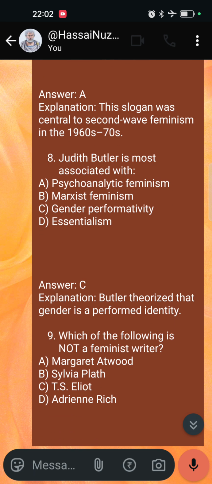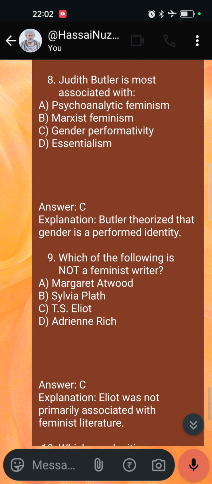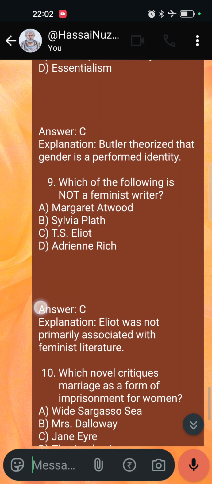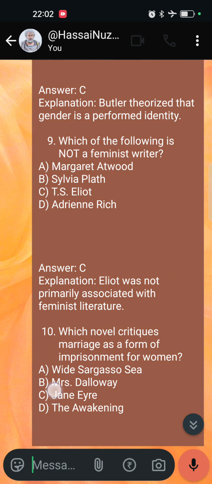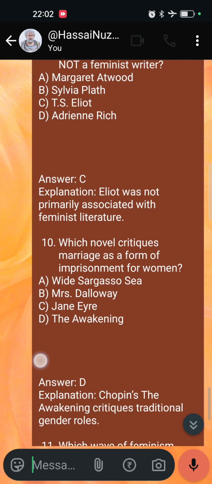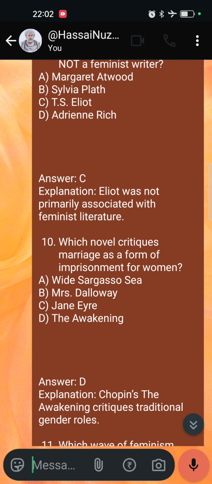Ninth question. Which of the following is not a feminist writer? Answer C. T.S. Eliot. Eliot was not primarily associated with feminist literature. 10th question. Which novel critiques marriage as a form of imprisonment for women? Answer is D. The Awakening. Chopin's The Awakening critiques traditional gender roles.